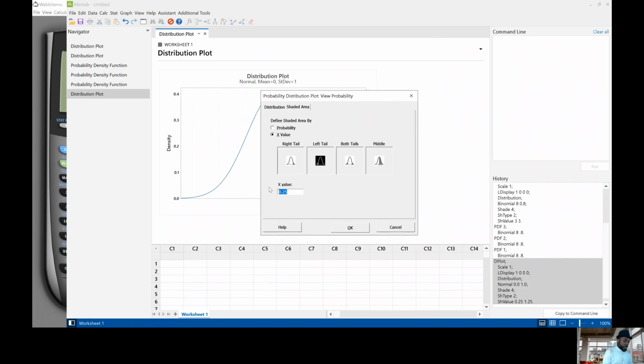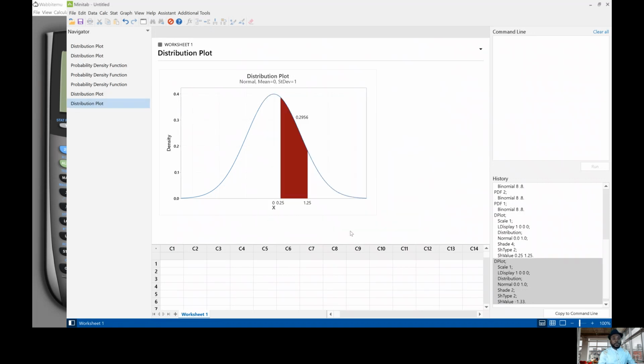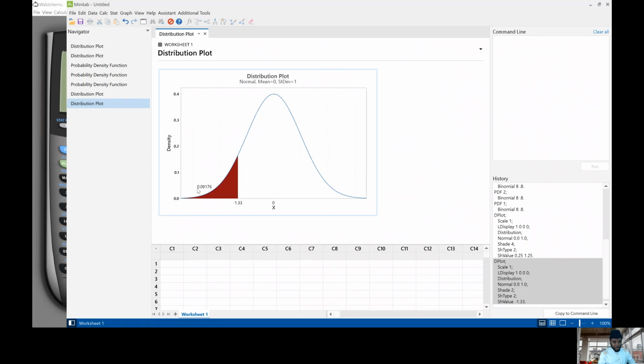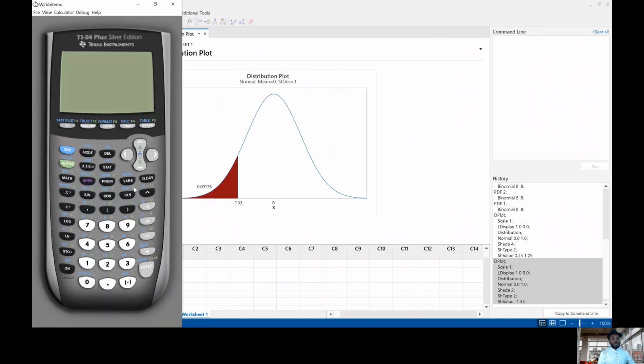Okay. So this will be negative 1.33, and then you click OK. And there you have it. The probability of interest is 0.09176. Of course, you can also use your calculator to do that.